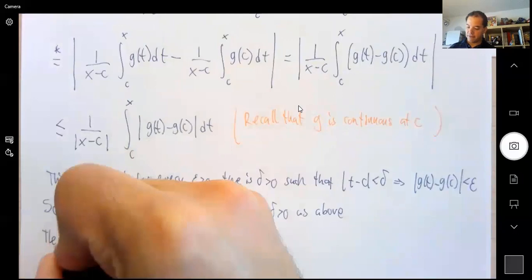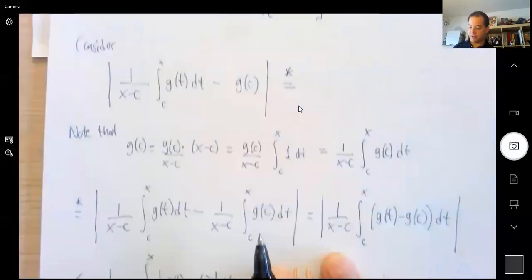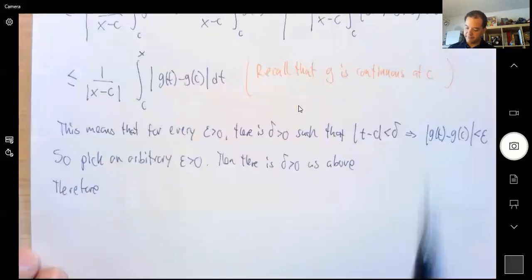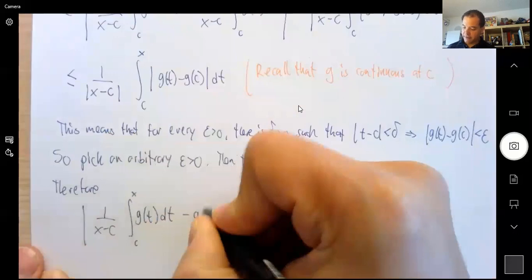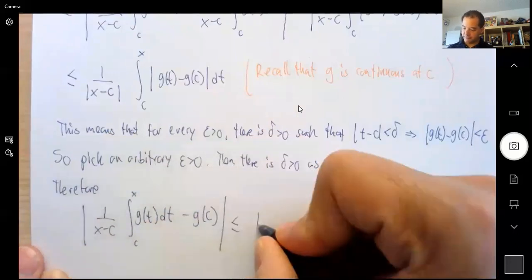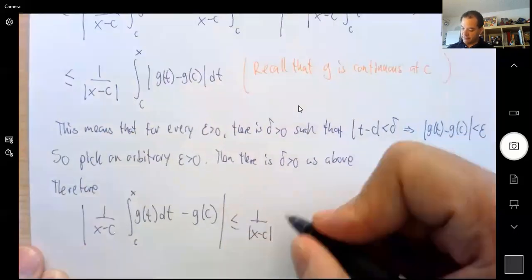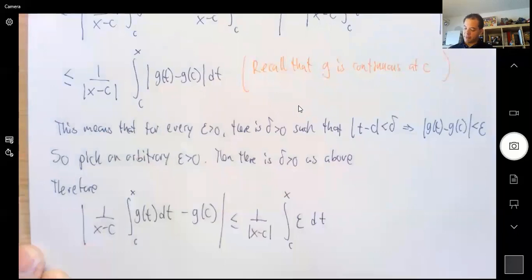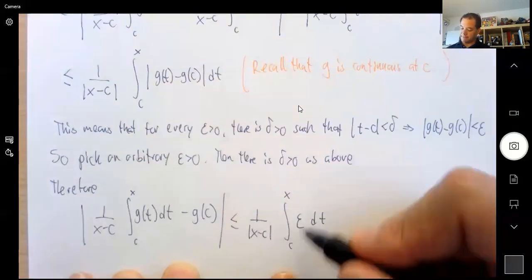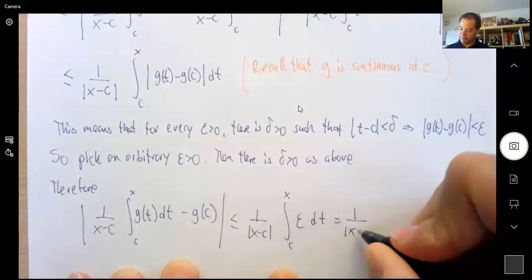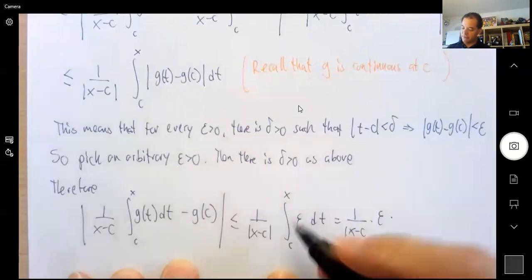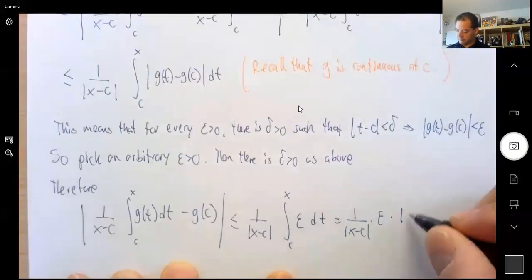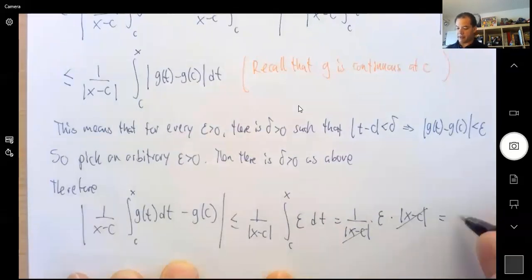Therefore, if I go back to the beginning, this expression that we wanted, which is equal to this, which is equal to this, which is less than or equal to that, all right, that expression is less than or equal to the integral from c to x, and what do I have here? Just epsilon. Yeah, but what is the integral of just epsilon? Well, it's epsilon t, or the epsilon I can take out, whatever way you prefer. And then I have the integral of 1 from c to x, which is x minus c. And these go away, and we get epsilon.